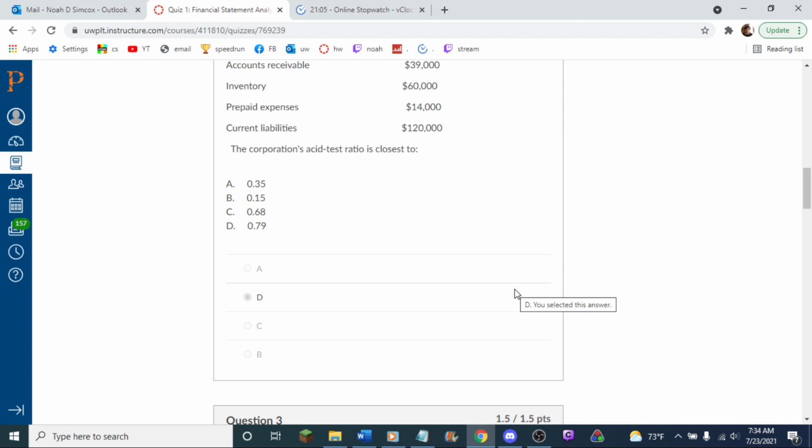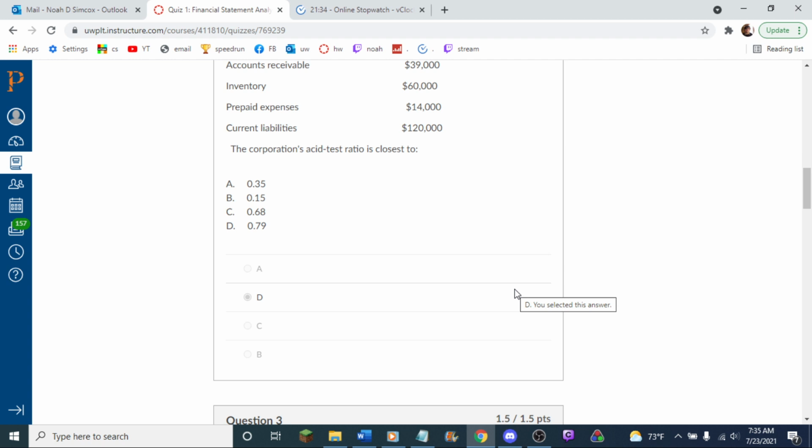Working capital is current assets minus current liabilities. Current ratio is current assets over current liabilities. Acid test ratio, something that I got wrong on this quiz, because I don't know, did we even talk about the book's definition of acid test ratio?